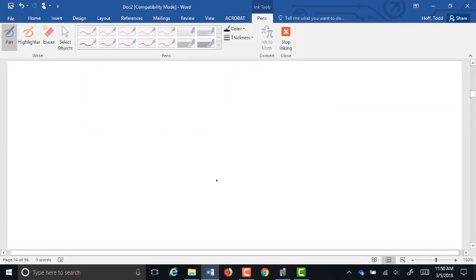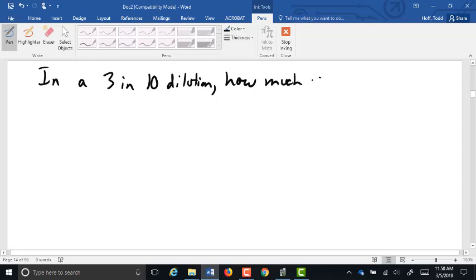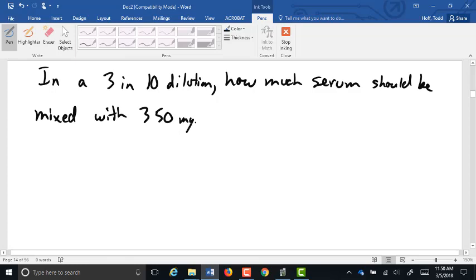Let's say we have an example like, let's say in a 3 in 10 dilution, how much serum should be mixed with 350 milligrams of saline to create the solution?